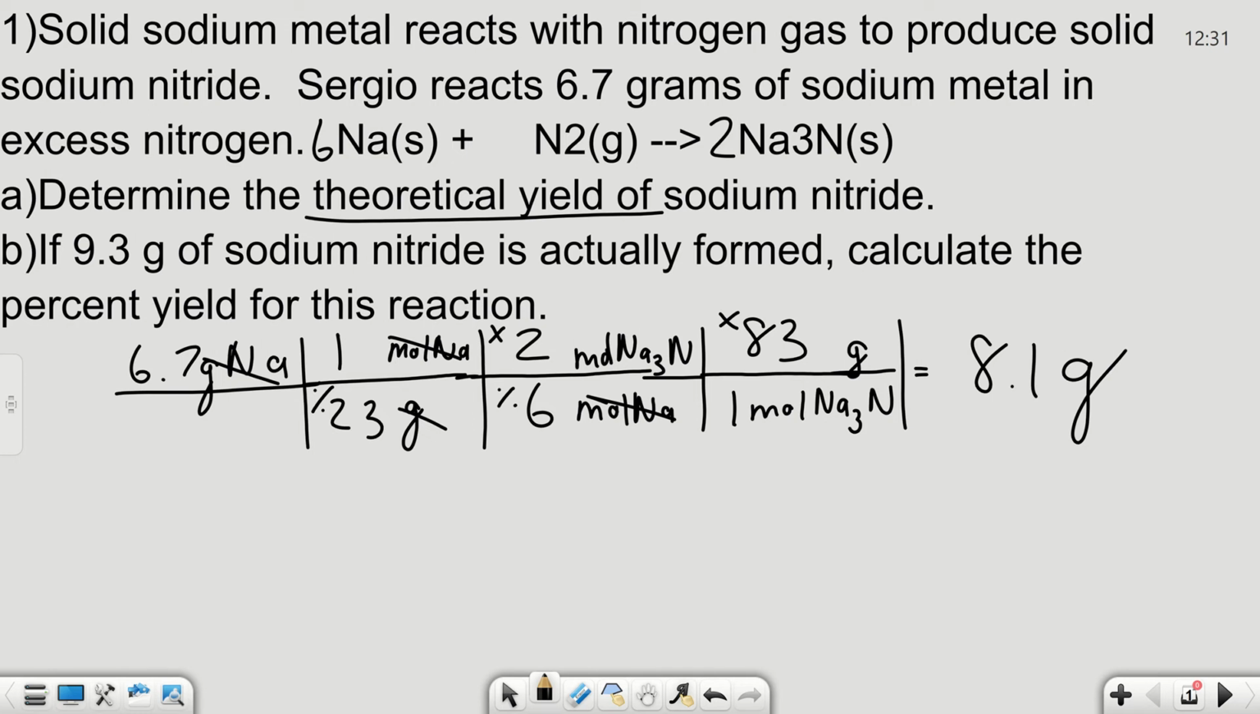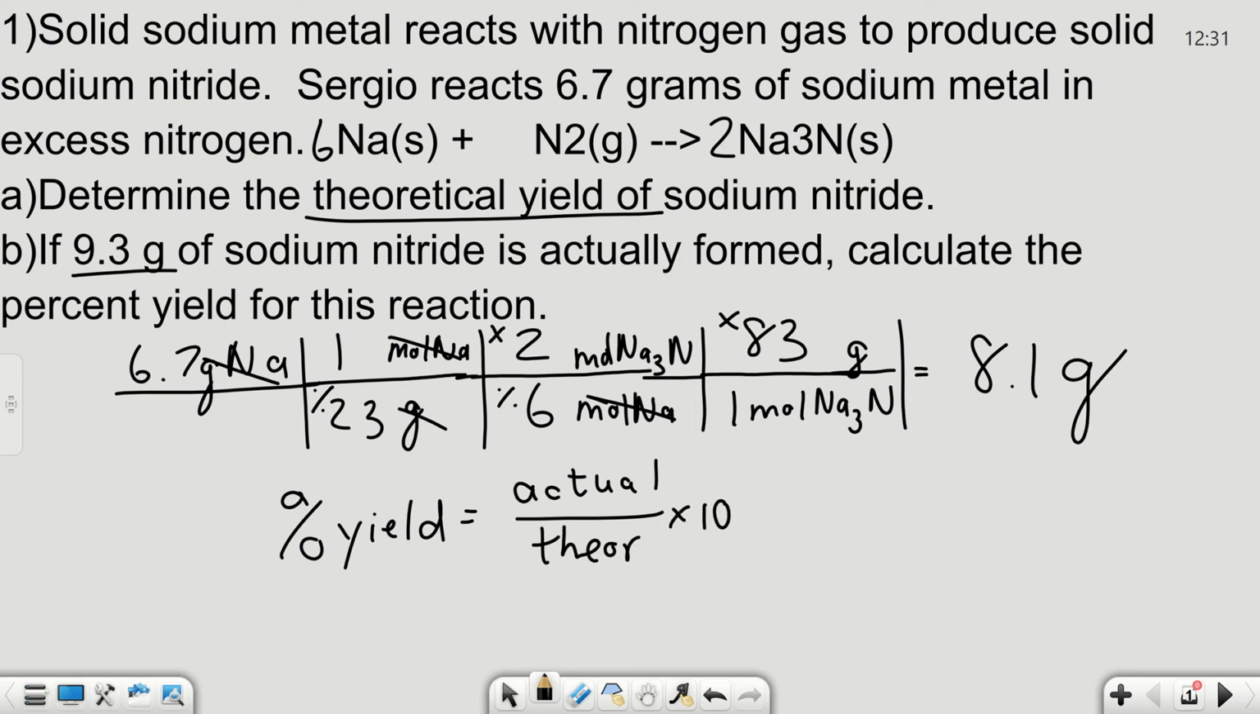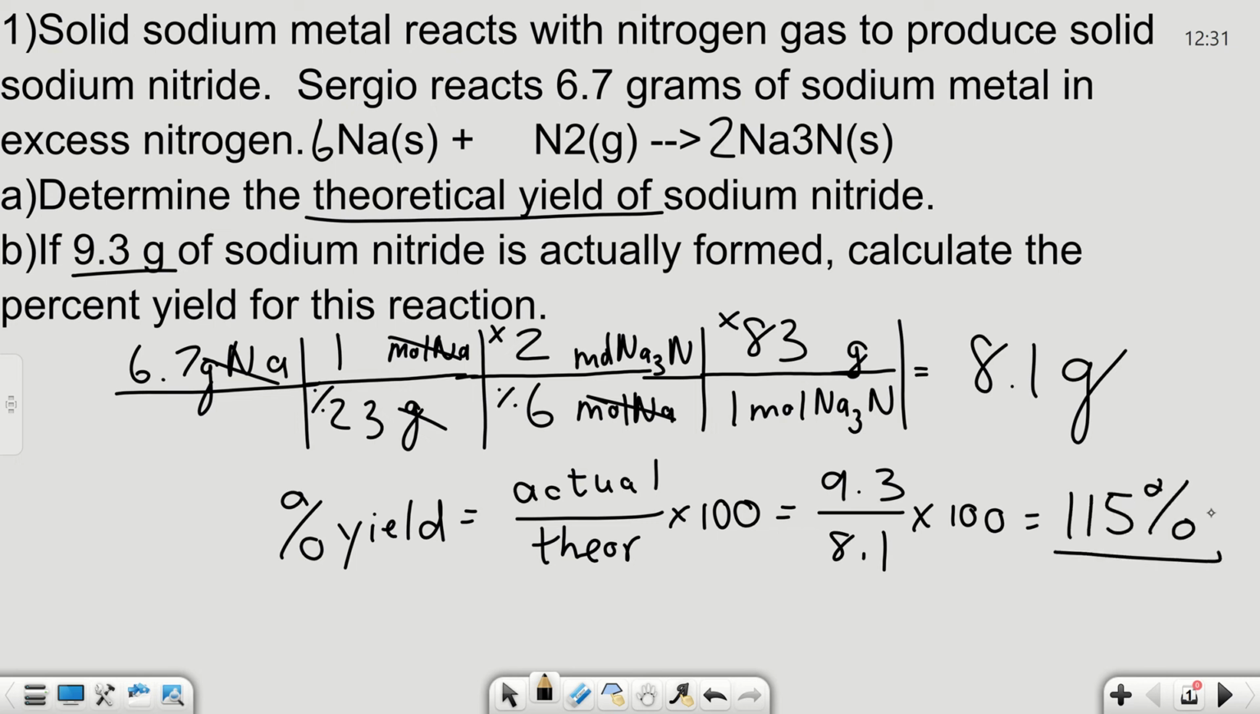The thing is, the problem says you made 9.3 grams. So my percent yield is actual over theoretical times 100. My actual yield was 9.3 divided by 8.1 times 100. What do I get here? I get 115%. Now, that's not necessarily wrong.